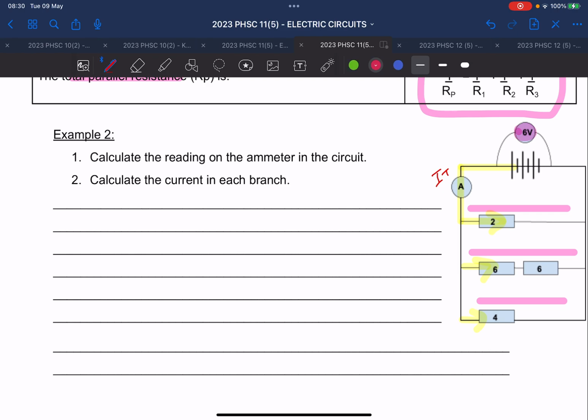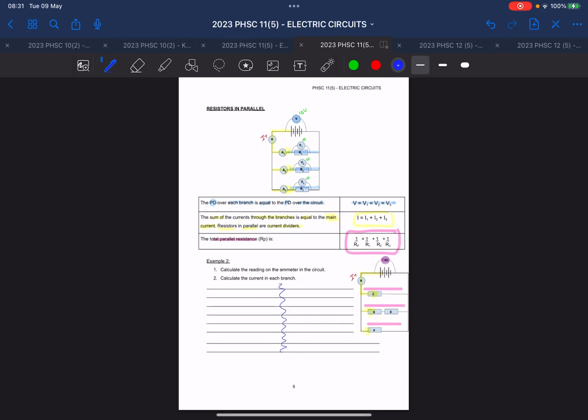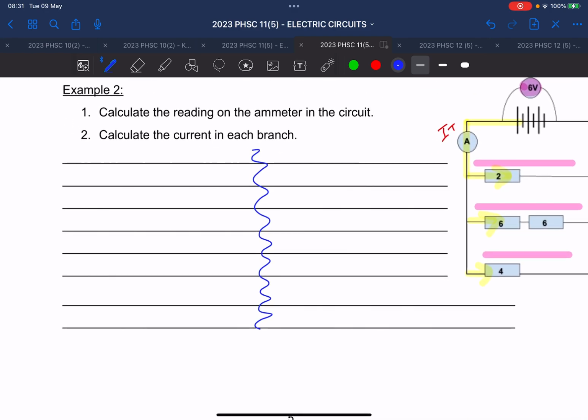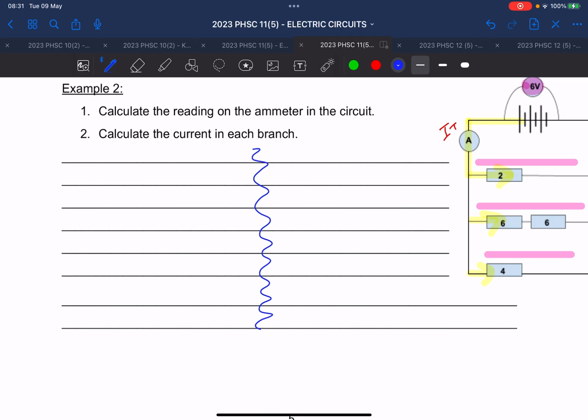All right. Now they ask, calculate the reading on the ammeter in the circuit. I want to split this page up in the middle, but you can also add more lines at the bottom as well. We saw that the ammeter measures the total current, so they want the total current. For that we need the total resistance and the total volts. Total volts, easy peasy, that is 6.